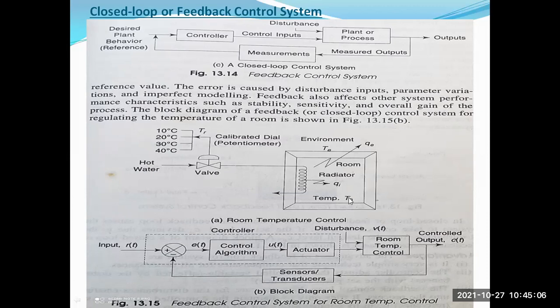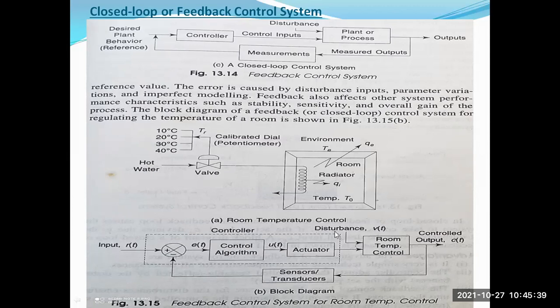So this room temperature control system, we have to denote it with a block diagram. Here you can see, this is basically the block diagram of a room temperature control system. This is the input section we denote here, that is RT. And this input section is attached to the reference input or set point. And this reference input gives another signal to the control algorithm, that means the controller part.